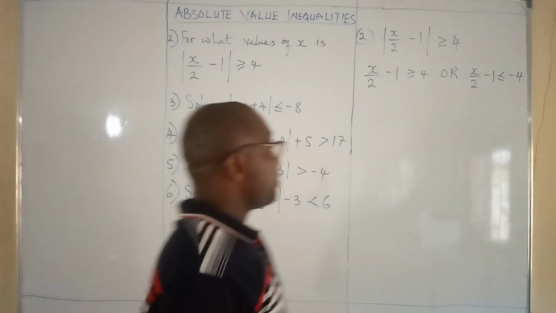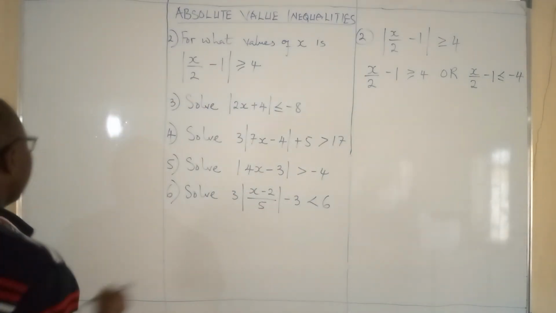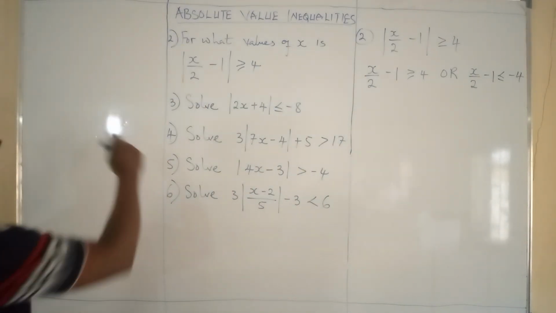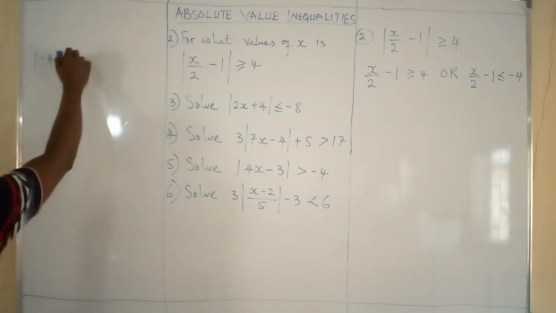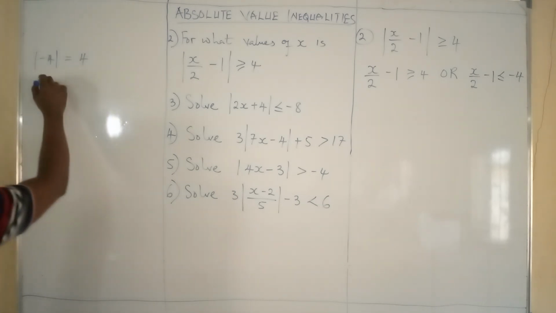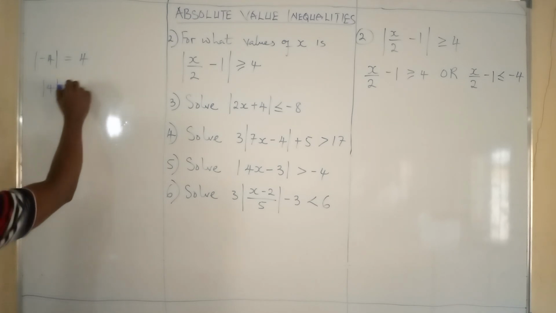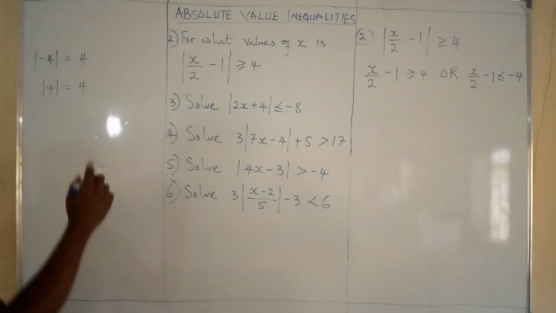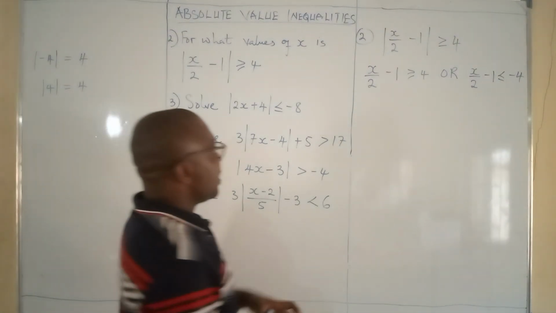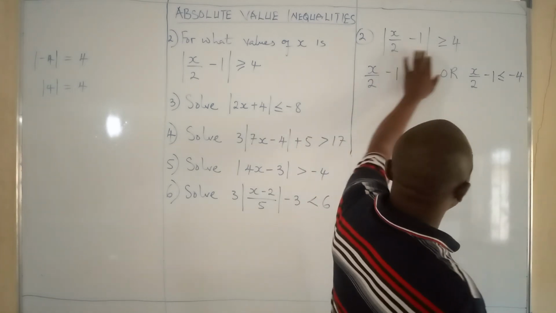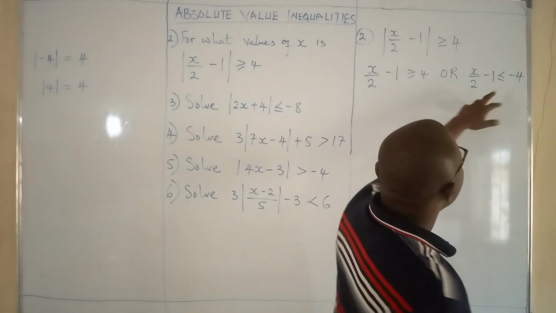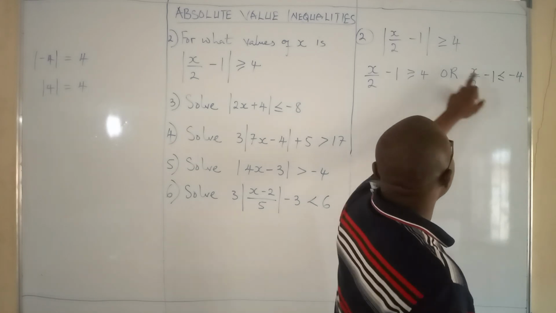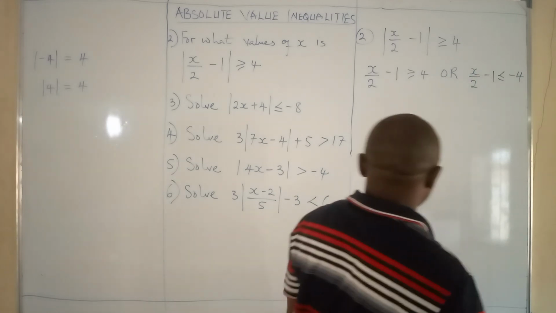All right. In summary, the absolute value of a number, let's say the absolute value of negative 4, the answer is positive 4. The absolute value of 4, the answer is still positive 4. So that's what happens here. It means that for the absolute value of this to be greater than or equal to 4, the negative of it will now be, you change the sign.